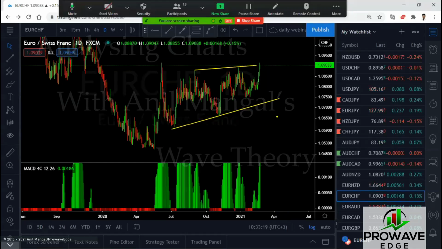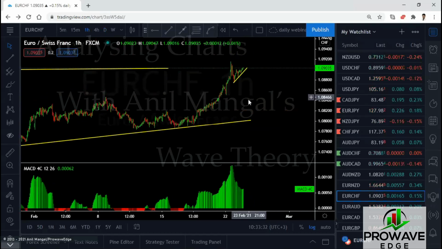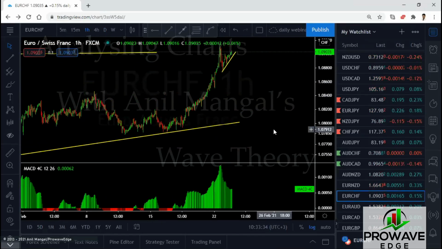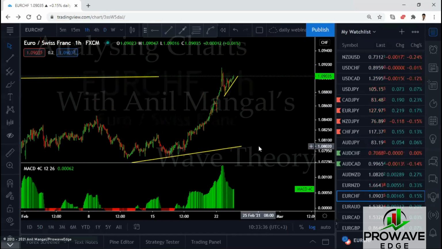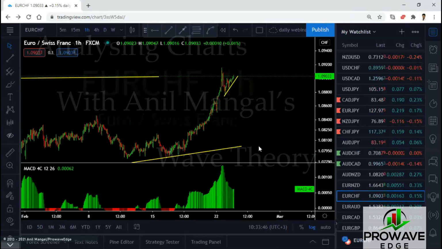But what if it is going to go slowly back to the top here and break this top? It is still upside. It will still have to do this and then go. So if you get a buy setup today, you can take it. If this goes a little higher here and then drops, you get a buy setup. Don't buy it now. Wait for the pullback and then buy.